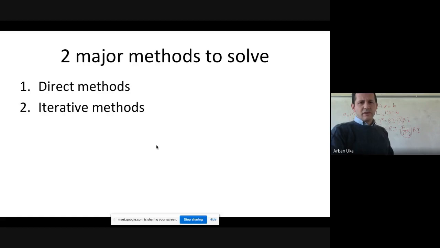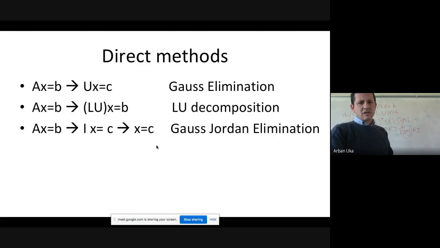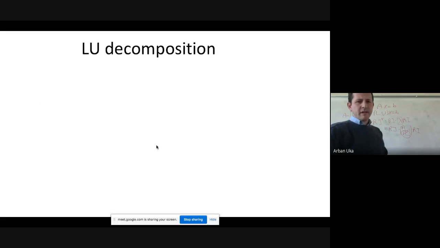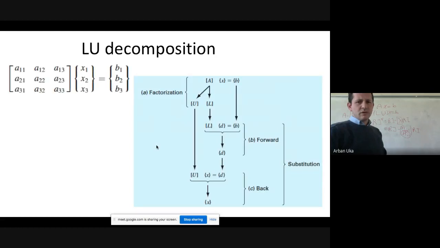Now we said that we have direct methods and iterative methods. So direct methods, okay, these are clearly explained here. We had AX is equal to B. We convert the matrix, we get the upper triangular matrix. Or the AX equal to B can be written as LU times X is equal to B, and so on. And I think we stopped last time at the LU decomposition.